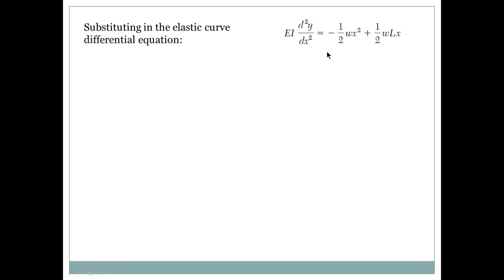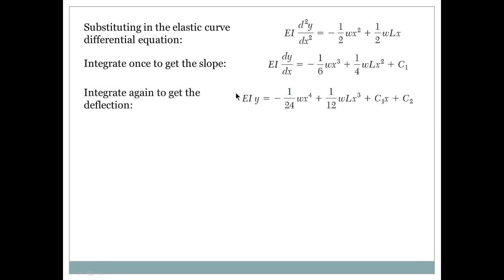Now we substitute the moment equation we got into the differential equation, and we start integrating. Integrate once, we get EI dy over dx equals this expression plus C1, the first constant, and we integrate again to get the deflection. We're going to get this plus C1x plus C2. C2 now is the second constant of integration.